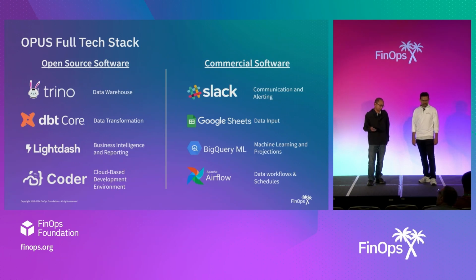So as we wrap up, this is the full tech stack of Opus. We're using open source, and then we're also using commercial software. On the left-hand side, you see the open source core technologies. We're using this primarily to, one, obviously reduce licensing costs, but two, the customization functionality that this provides. But we're also still using commercial software where it makes sense to do so.